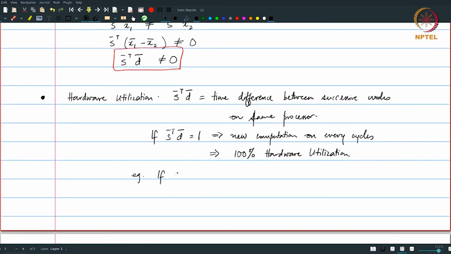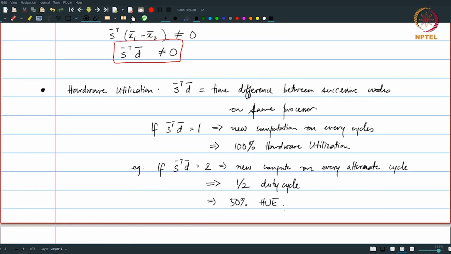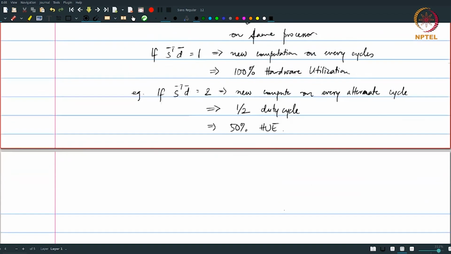In other words, if for example S transpose D is equal to 2, it means that a new compute happens on only every alternate clock cycle, which essentially implies a 1/2 duty cycle of using the processor, which basically corresponds to a 50% hardware utilization efficiency.